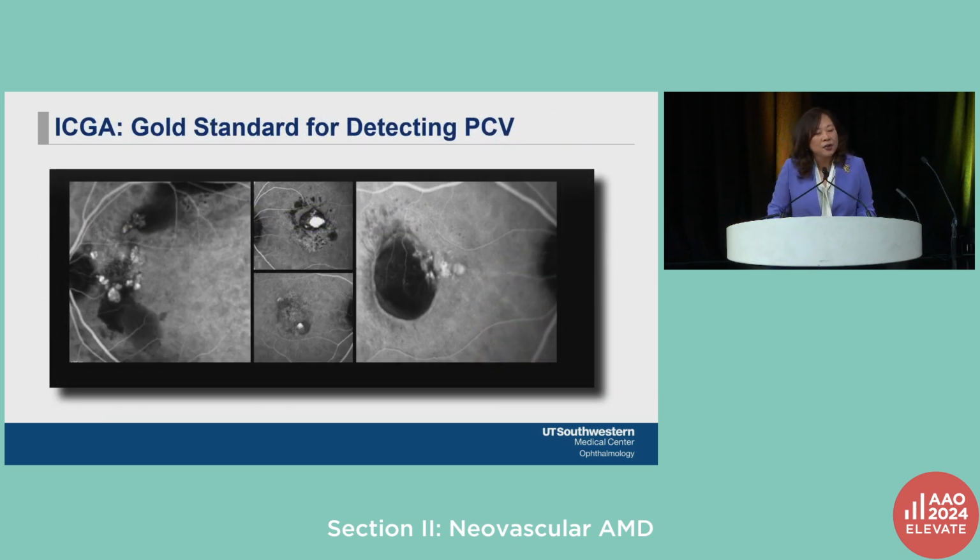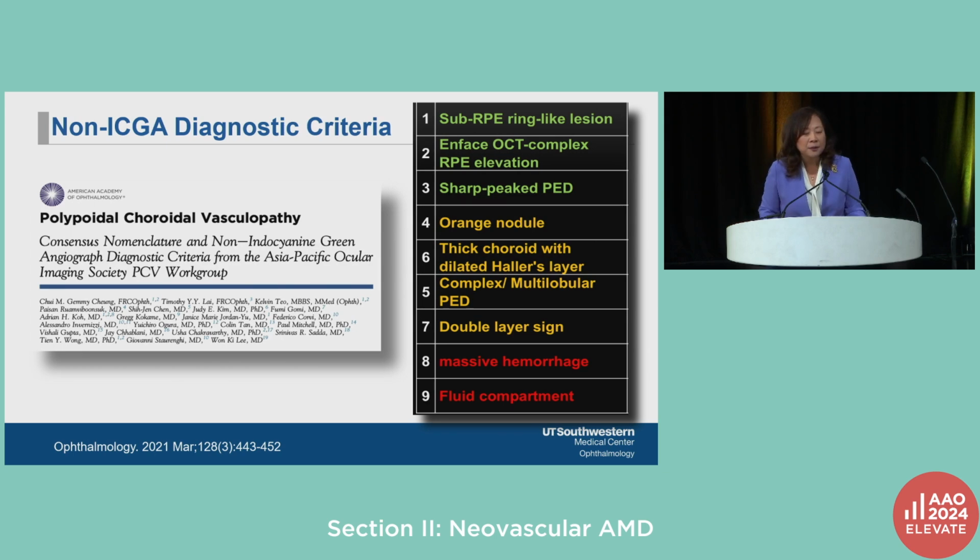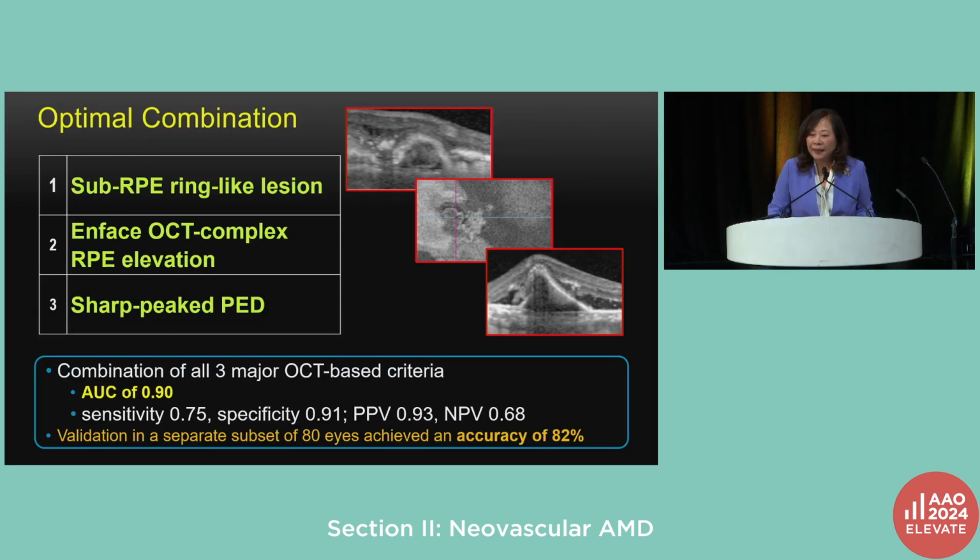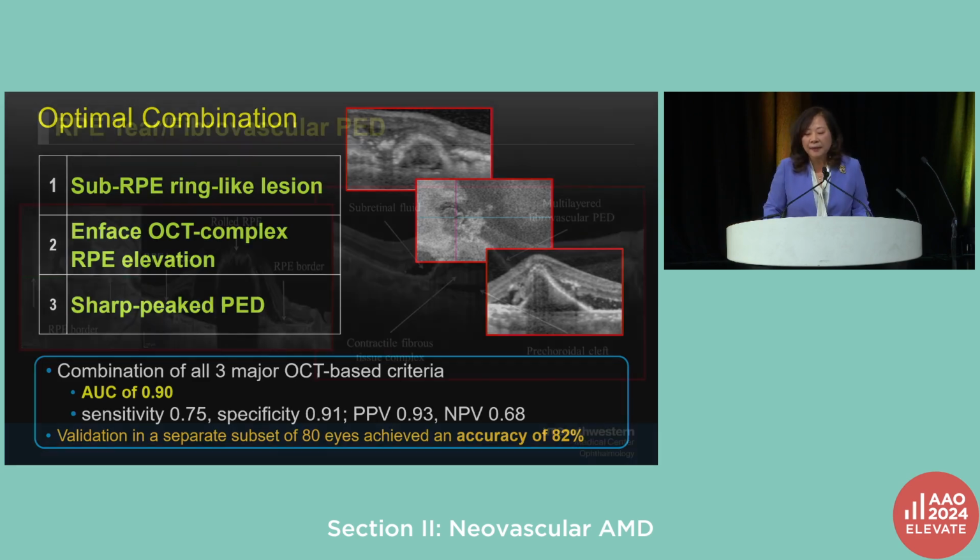While indocyanine green angiography has been the gold standard for detecting PCV, showing these polypoidal lesions quite well, it is invasive and cumbersome to use. Therefore, my colleagues and I at the Asia Pacific Ocular Imaging Society PCV work group have developed non-ICGA diagnostic criteria. We found that 3 characteristics on OCT, namely sub-RPE ring-like lesion, sharply peaked PED, as well as complex RPE elevation seen on en face OCT, give high predictive value, sensitivity, specificity, and AUC.